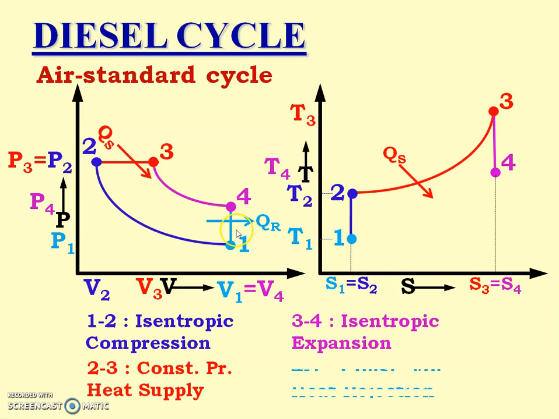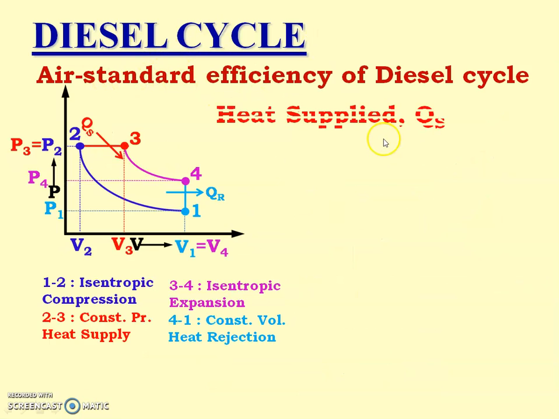And 4 to 1 is constant volume heat rejection. So here it can be shown by the curve 4 to 1, and heat is rejected by this process. So this is the TS diagram for the air standard diesel cycle. Now the air standard efficiency of diesel cycle. First we will calculate heat supplied, heat rejected, then work done, and then efficiency.